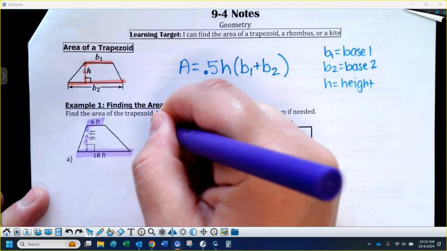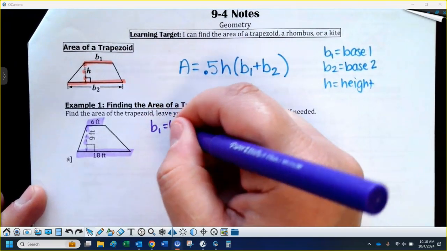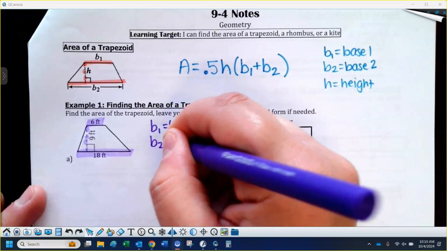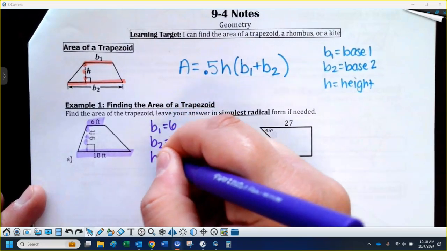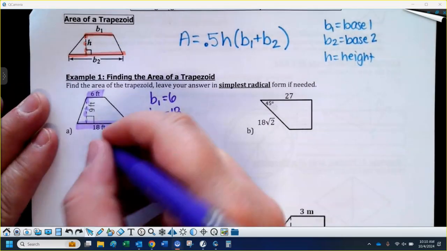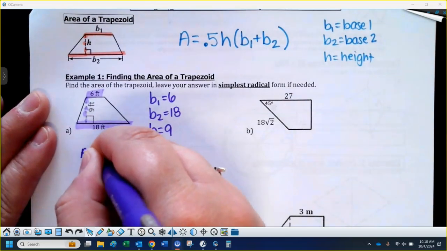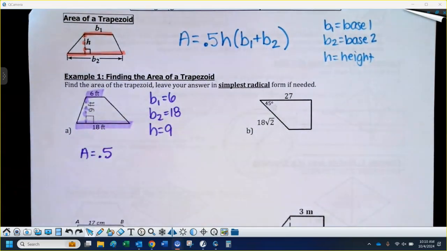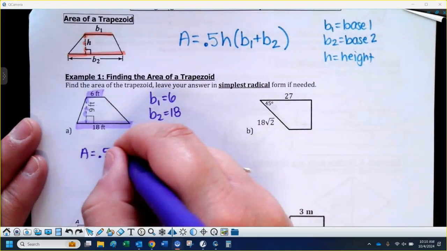We're just going to grab that information. It doesn't matter which base is which. I'll say base 1 is 6, base 2 is 18, and the height is 9. I'm going to have that formula right out in front of me, and I'm going to plug this into my calculator. So area would be 1/2, or I just do the 0.5 because it's fewer buttons to push on the calculator, if I'm being truthful with you.